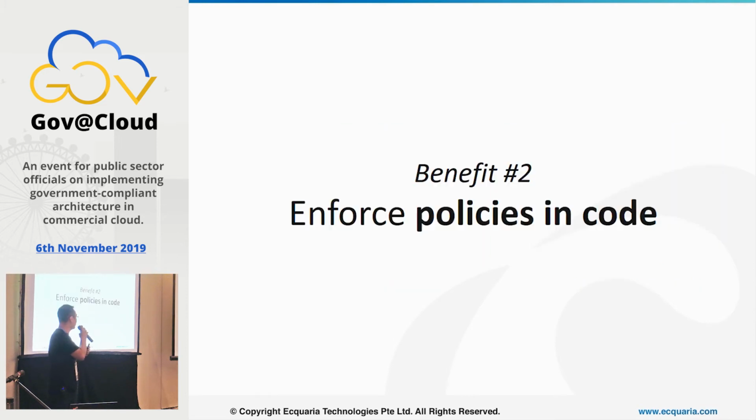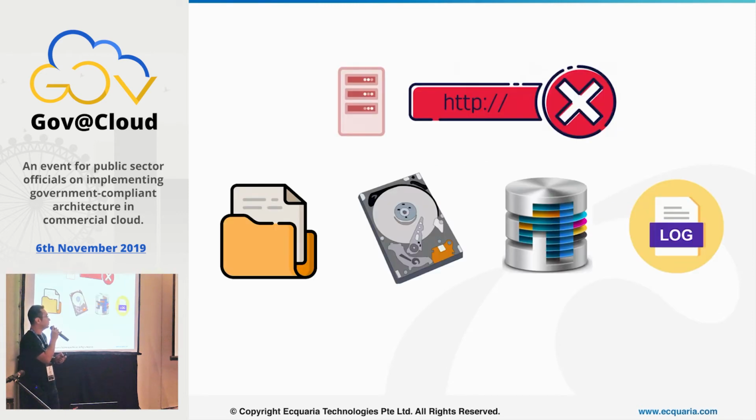So let me go to benefit number 2, enforcing policies in code. Now that we know how to provision your infra in code, being human again, we may make mistakes. So we may provision a file server, S3 bucket for example, but we did not turn on encryption. So we may deploy a server with a hard disk not encrypted, or a plain database that's not encrypted.